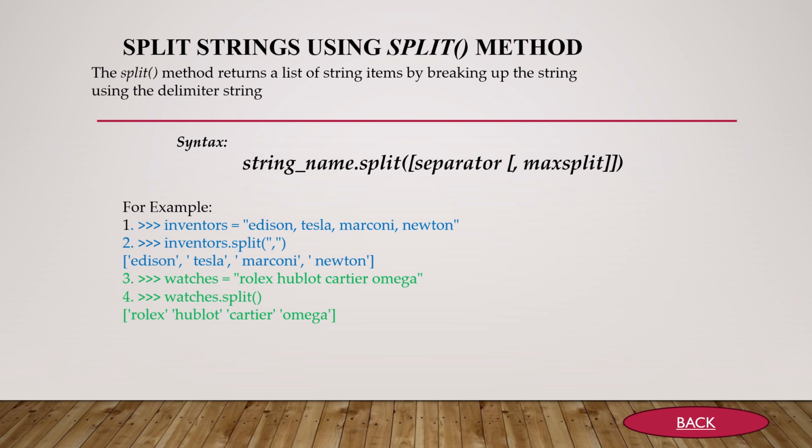So in the example, we have separated this first list by using the comma delimiter, and since the delimiter is not given as a separator over here, it just uses the space.